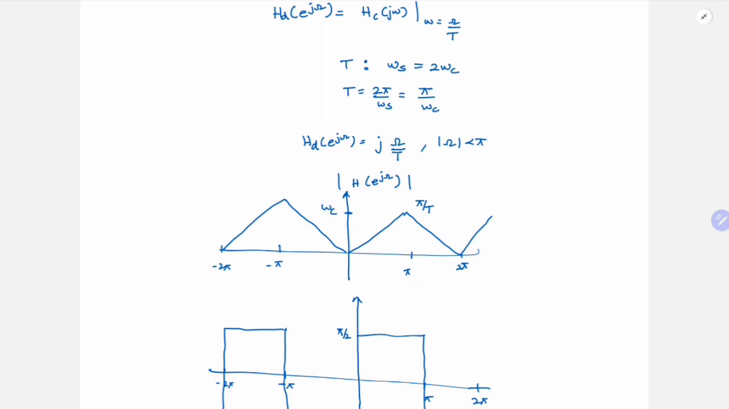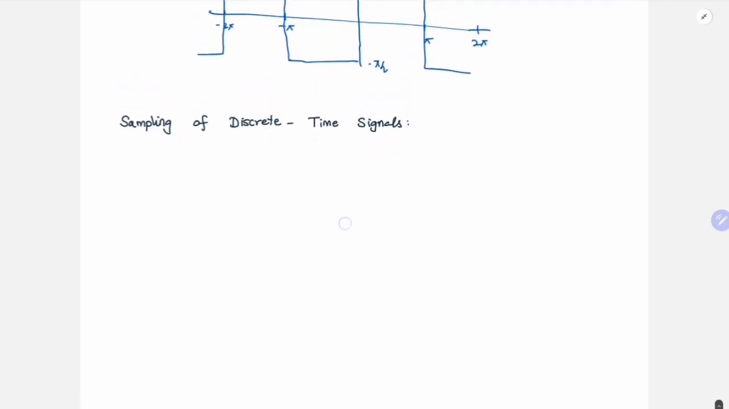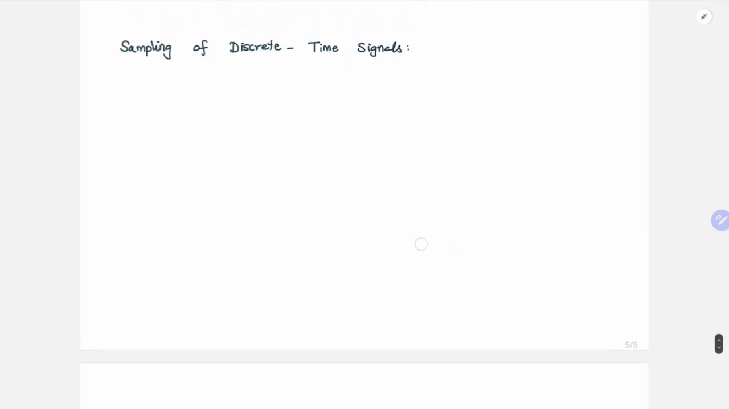So next we'll look at sampling of discrete time signals. Sampling of discrete time signals is also useful in some cases, which we'll discuss as we go on. But first let us learn the definitions and see the mathematical formulation, okay? So this is again similar. In this case also we have what is called impulse train sampling, but here the impulse train is in discrete time.